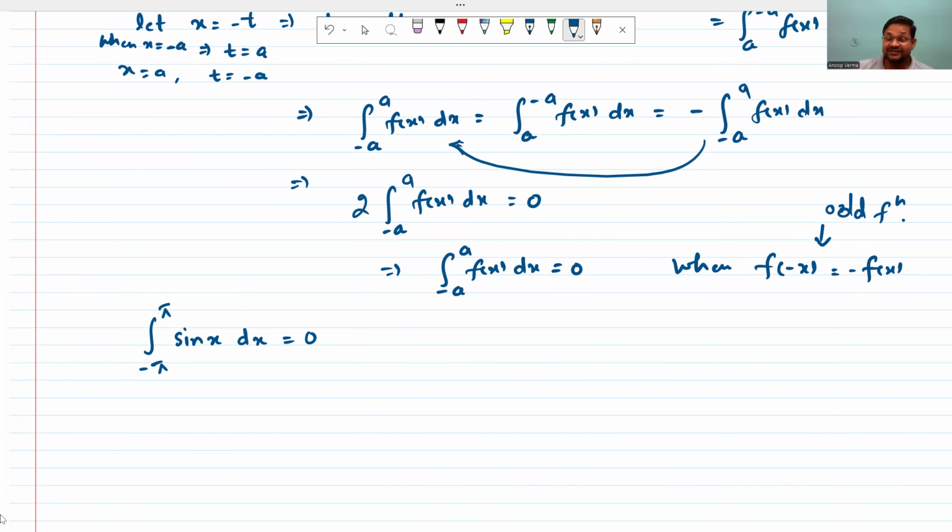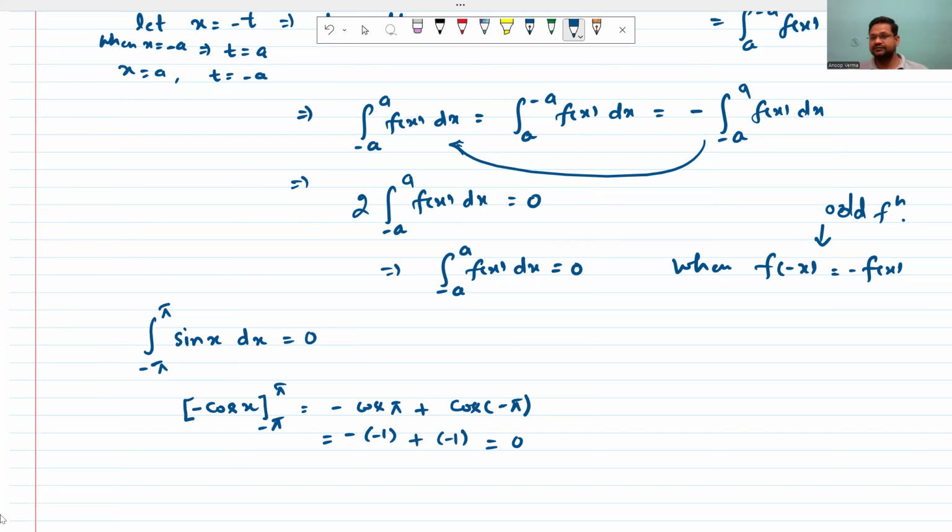If you want to see how it is equal to 0, you can integrate it. What is the integration of sin x? You have minus of cos x, from minus pi to pi. If you put in the limits, this is minus of cos pi, and this is plus of cos of minus pi. Here you have minus of minus 1, and the other is also equal to minus 1, so you will get 0. So the same value is given, 0.